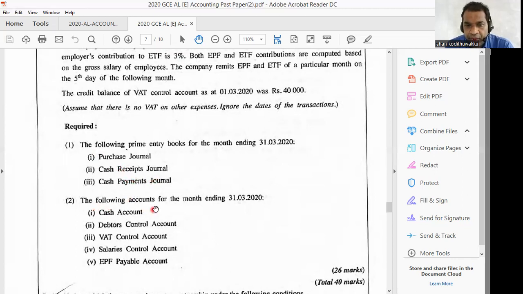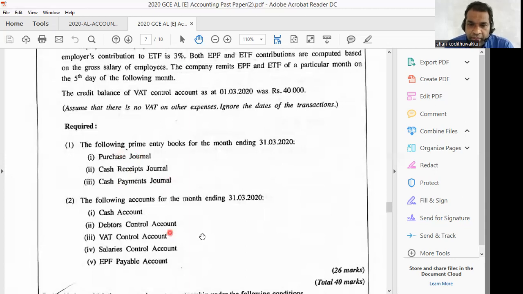And also the following accounts for the month ending 31st March 2020: cash account, debtors control account, VAT control account, salaries control account, EPF payable account. Likewise, you should know how to prepare primary books clearly and how to post transactions from day books or primary books to ledger accounts. Here you are asked to prepare 5 types of accounts and also 3 types of primary books.